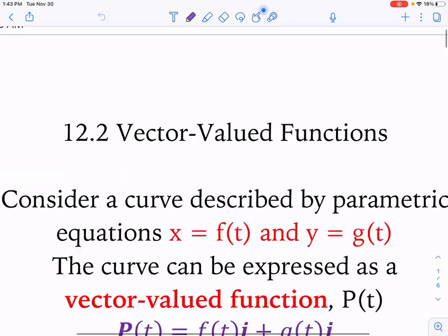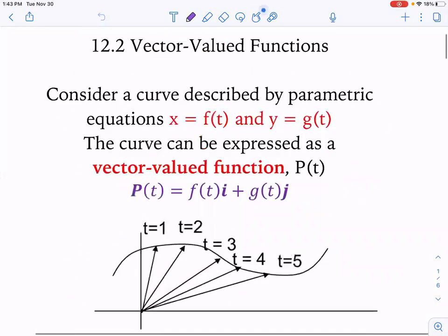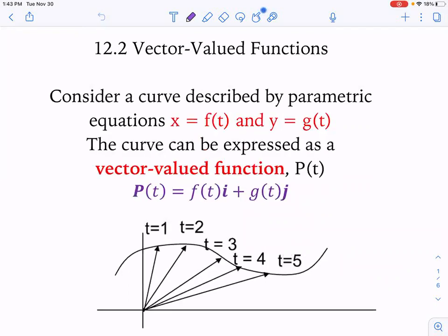So we are basically going to take what we learned with parametric equations and what we learned with vectors and smush them together for vector valued functions. So here's our set of parametric equations, and we force it into a vector valued function.